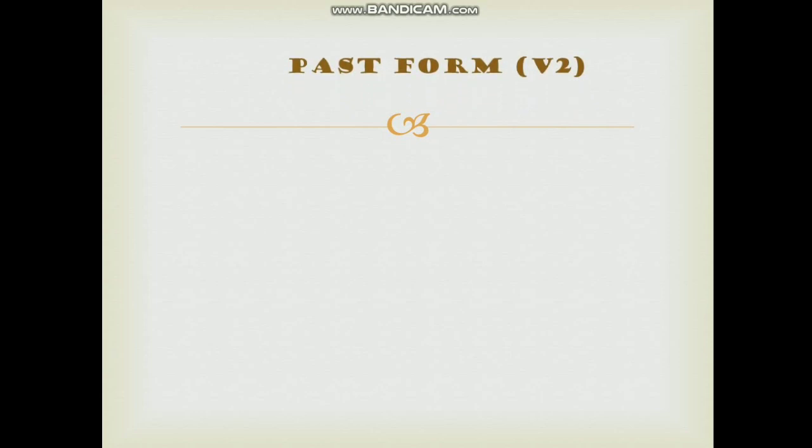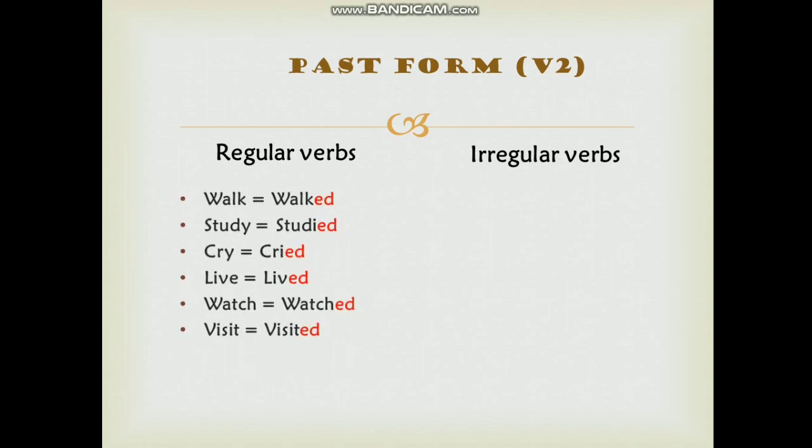The next part is about the past form of the verb. If you talk about this part, it is actually divided into two types. The first type is regular verbs and the second is irregular verbs. Here is the list of regular verbs. Work becomes worked, study becomes studied, cry becomes cried. So it means adding -ed. You have to take note of this: for every regular verb, we don't need to change the form, we only add -ed. Worked, studied, cried, and visited.